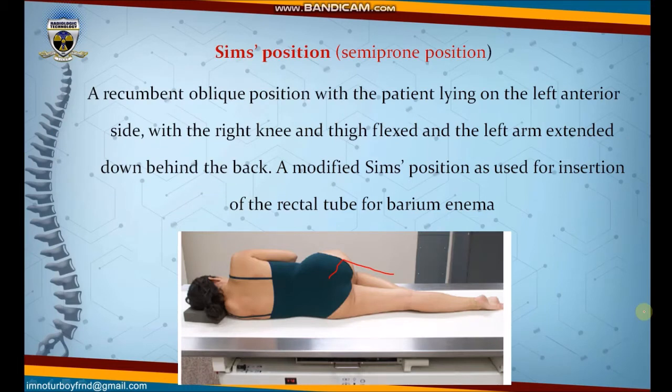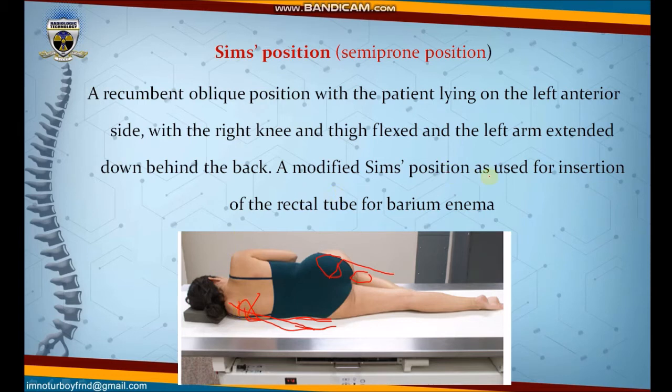Next, we have the Sims position, a semi-prone position. It is a recumbent oblique position with the patient lying down on the left anterior side, as illustrated here, and with the right knee and thigh flexed. So the thigh is flexed, the knee is also flexed, and the left arm is extended down behind the back. If the patient is comfortable, you can have the arm on the back portion of the patient, extended at the back part. Or if the patient is more comfortable with the arm in front, for example in this illustration, then you can also do that.